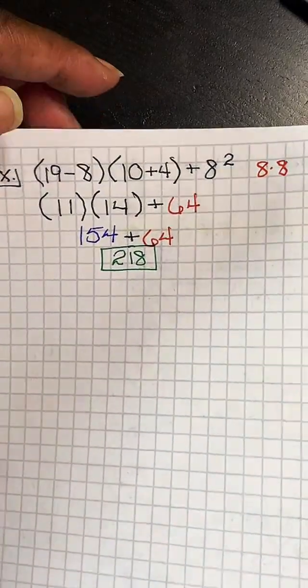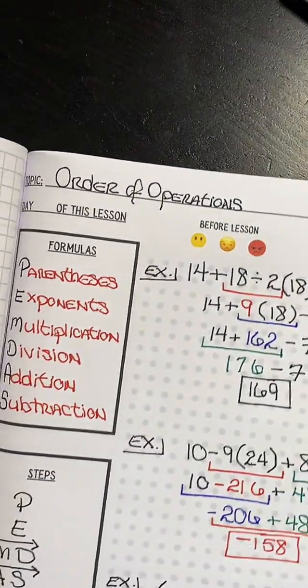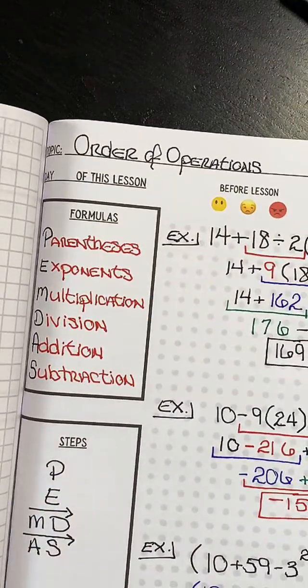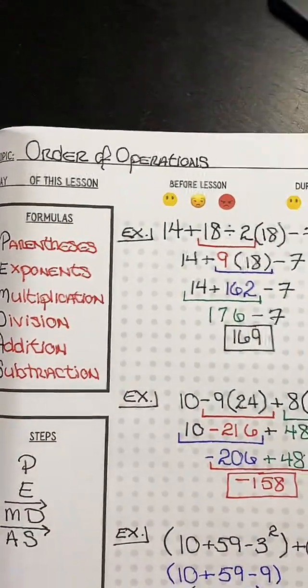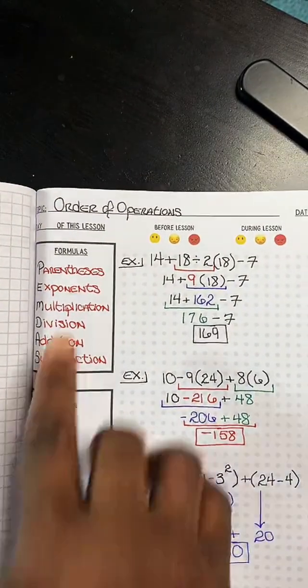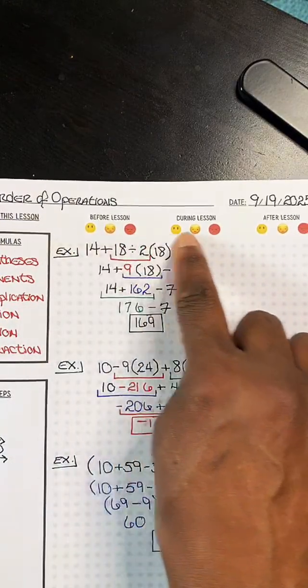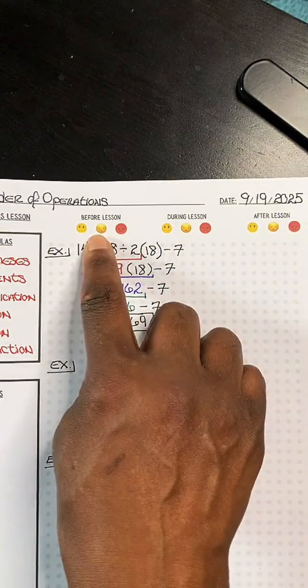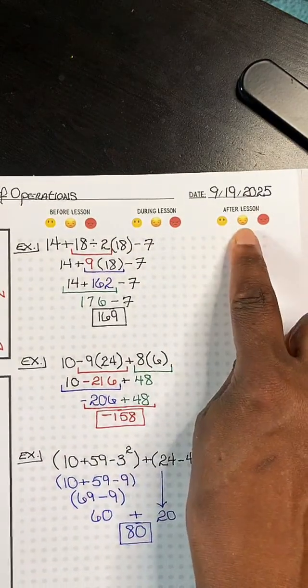This is my personal notebook that I designed originally for my tutoring kids because they don't know how to take notes. So what I did was I basically designed it so that they have the name of the topic, obviously the date on the side, and a mood tracker: how they felt before the lesson, how they feel during the lesson, and how they feel after the lesson.